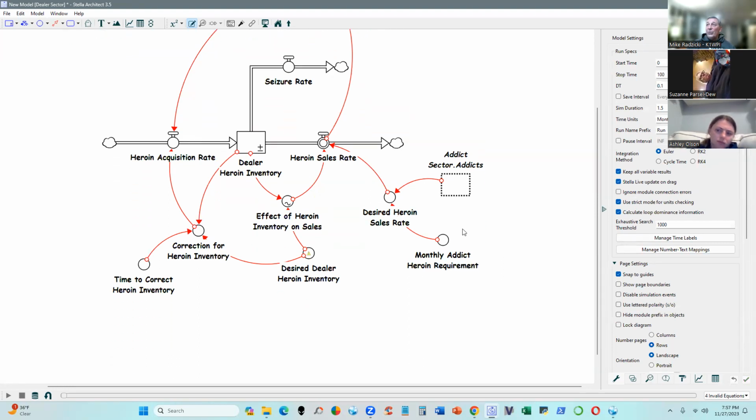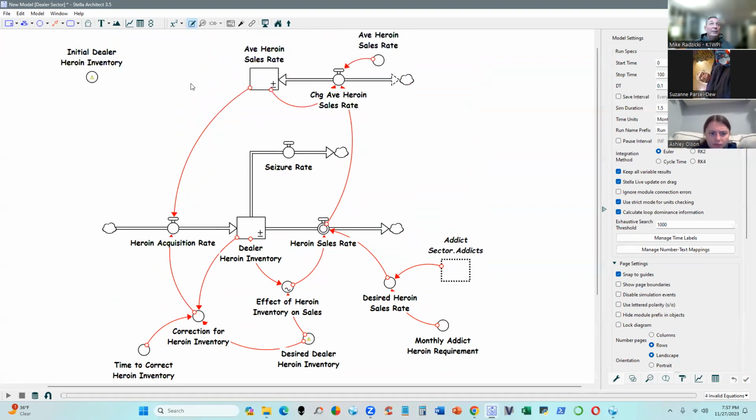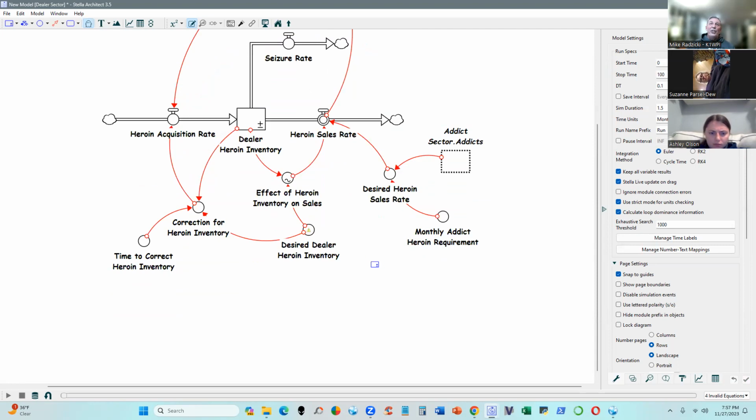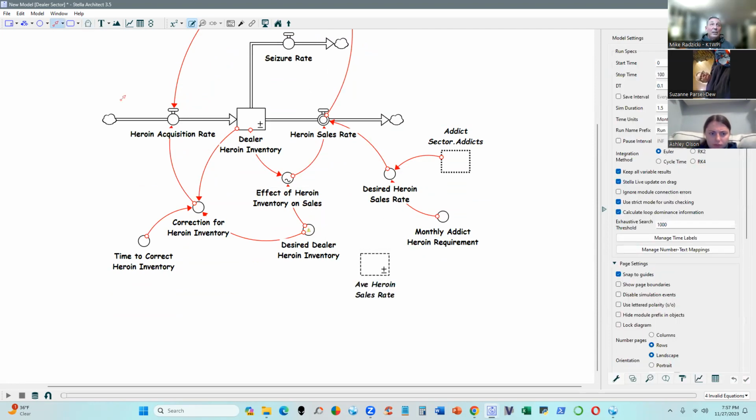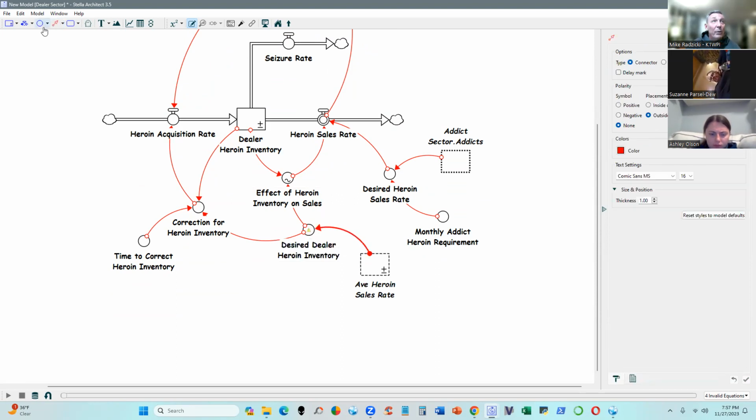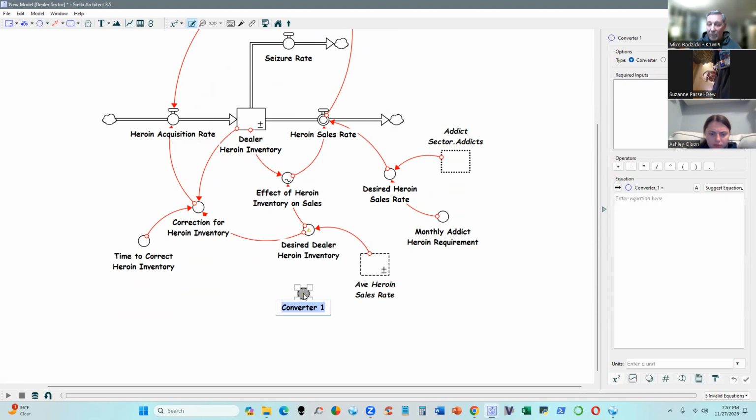Now, how about this desired heroin inventory thing? Well, again, the generic structure is as follows. And then at some point, we're going to actually run a simulation here.